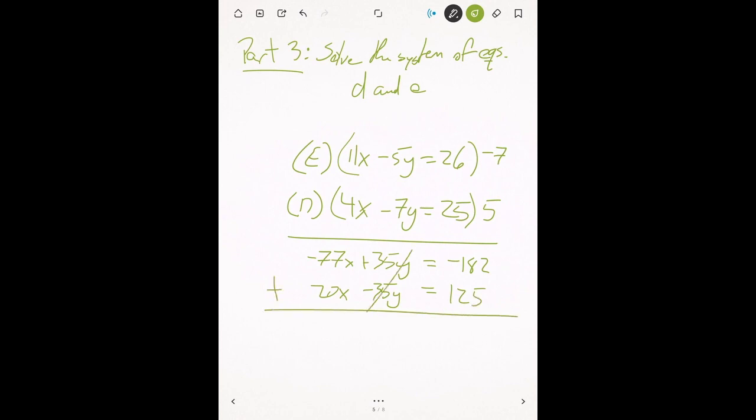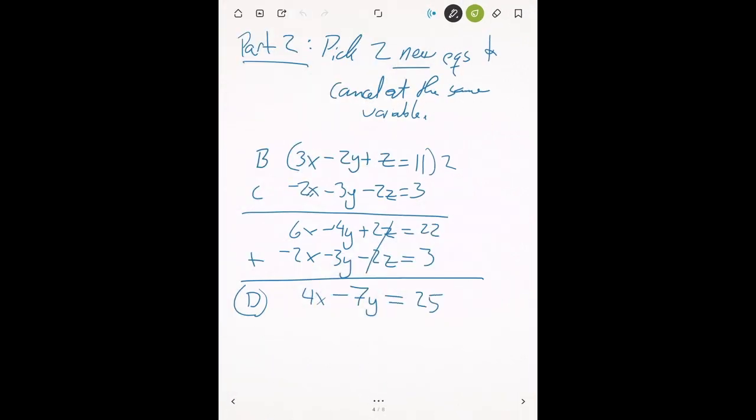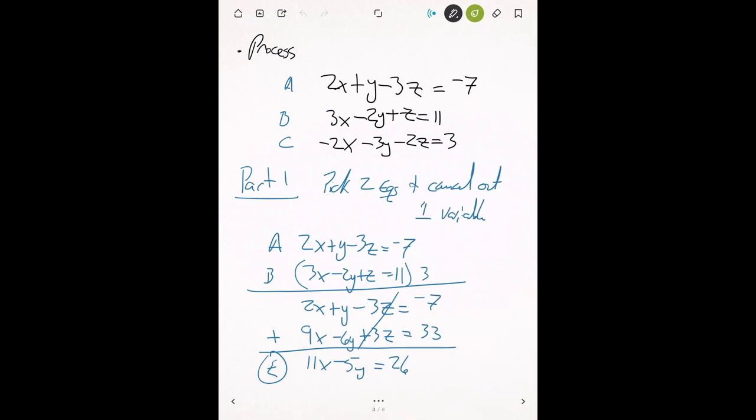Adding these together, my y's cancel out, and I'm left with negative 77 plus 20, which gives me negative 57x equals 182 minus 125, which is 57. So if we divide by negative 57 on both sides, we have x equals, well, what's negative 57 divided by negative 57? That should be positive 1. So there we go. x equals 1. Now hold on a second. We just did all of this work to say x equals 1.